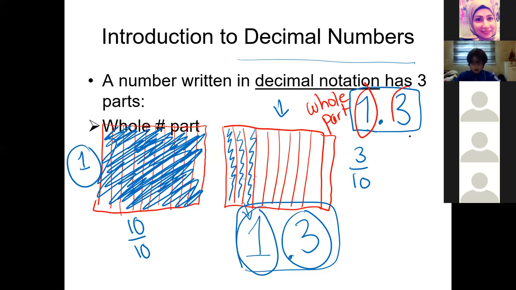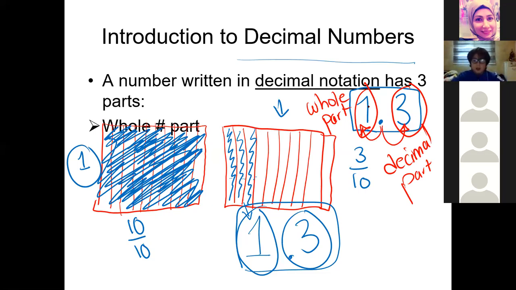3, to the right side of the point, we call it the decimal part. We have 2 parts: the whole part and the decimal part. The whole part is to the left side of the point, before the point. The decimal part is to the right side, after the point. Exactly. So 1 is the whole part, 3 is the decimal part.